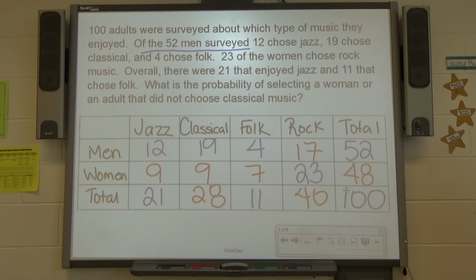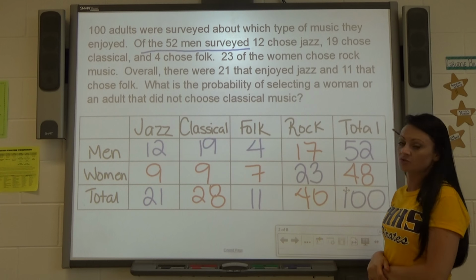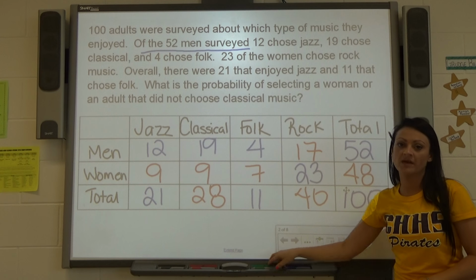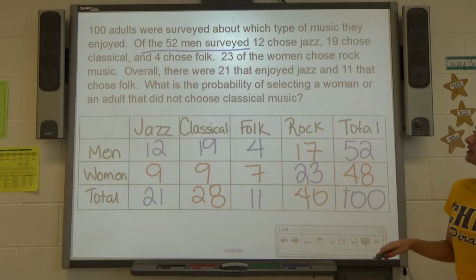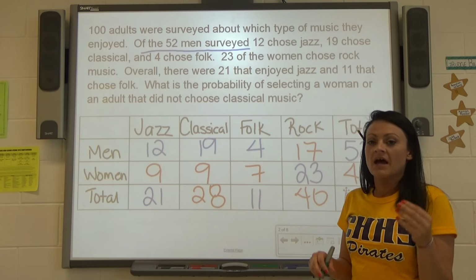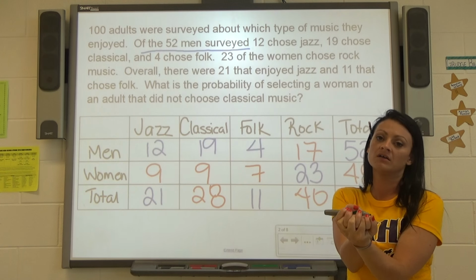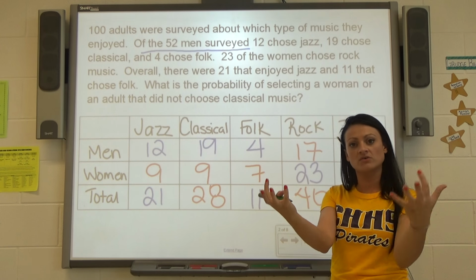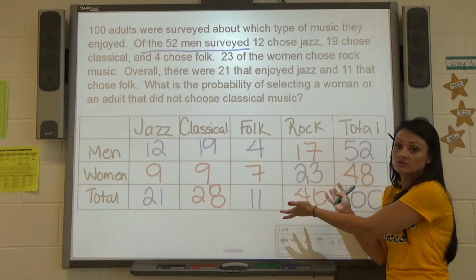So, probability of selecting a woman or an adult that did not choose classical music. If you think back to the exclusive and inclusive conversation we had the other day, because I am only selecting one person out of the crowd, I have to think of if these are separate events or if they overlap at all. So could a woman have also not chosen classical music? And the answer is absolutely.